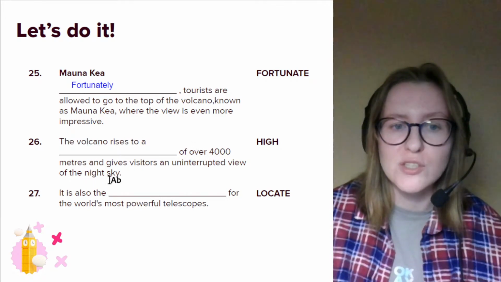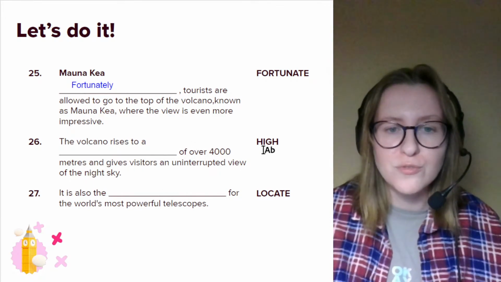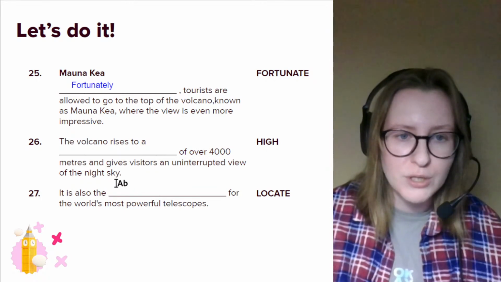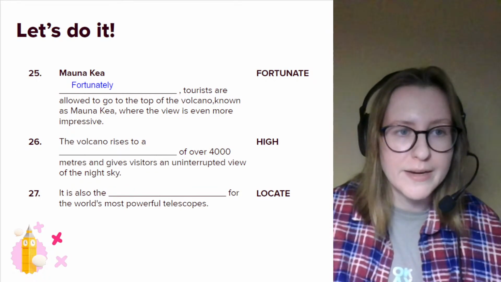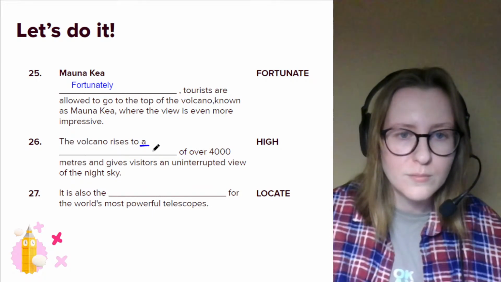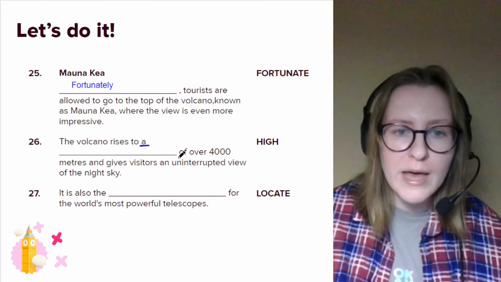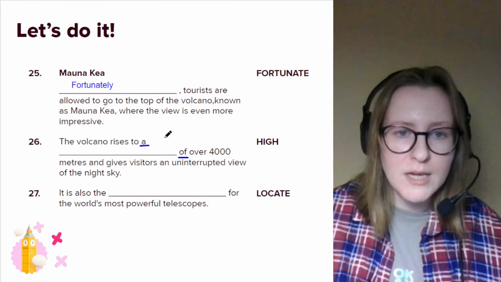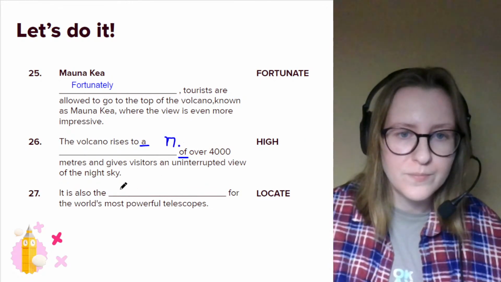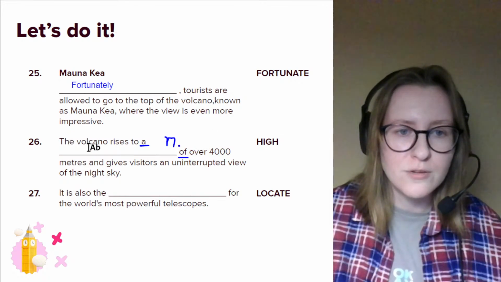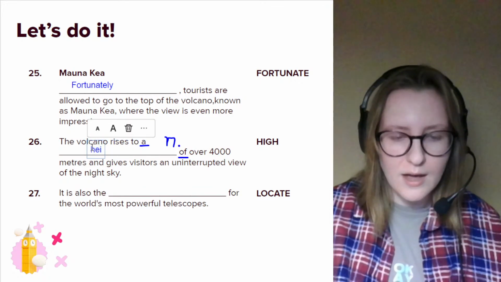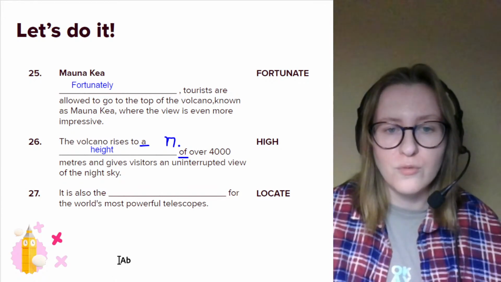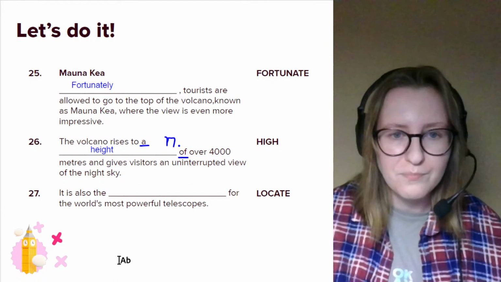Okay, 26. The volcano rises to a of over 4,000 meters and gives visitors an uninterrupted view of the night sky. We have an article and no noun after the gap. So our gap needs to be a noun. High is an adjective. We need a noun, which is height. The volcano rises to a height of over 4,000 meters.